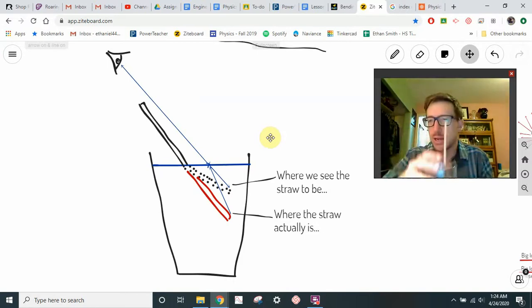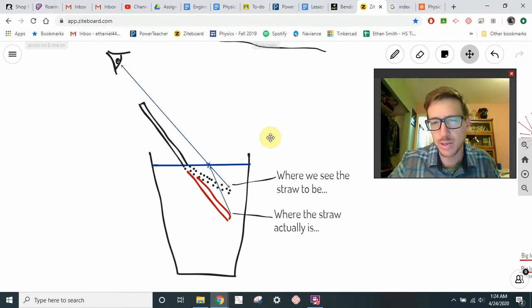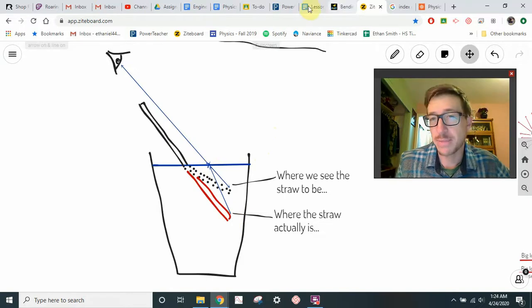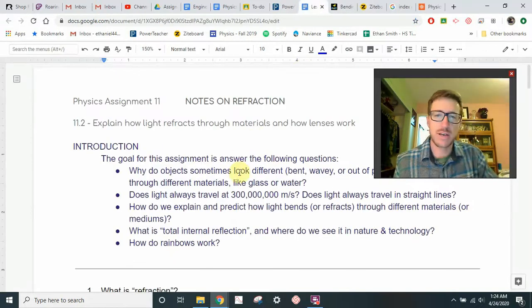Nothing really happens, right? It kind of looked just perfectly normal. So it has to be at an angle. Those light rays have to be coming in at an angle, and they can actually bend. And that gets us to our first idea of what refraction is.